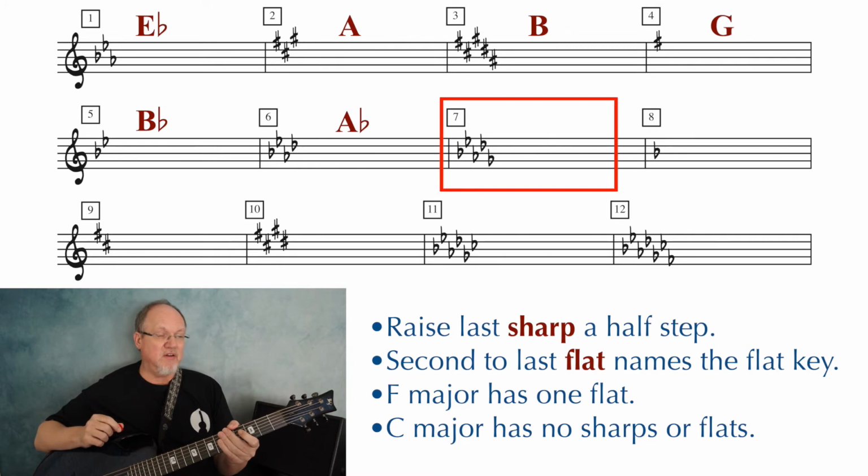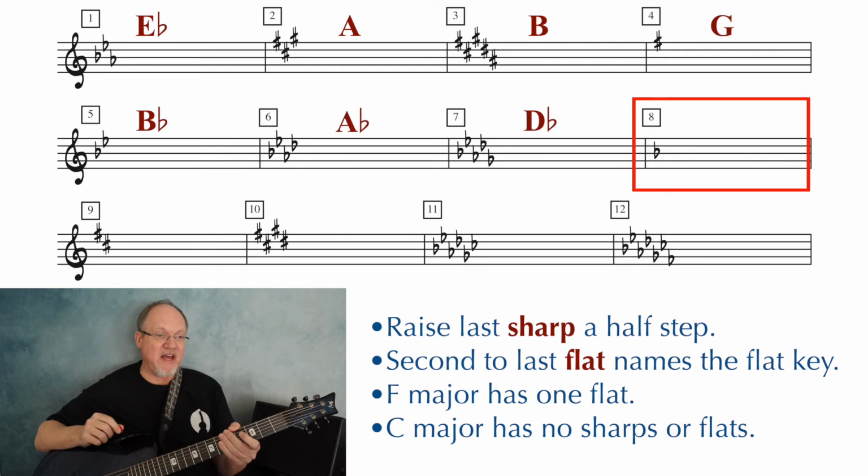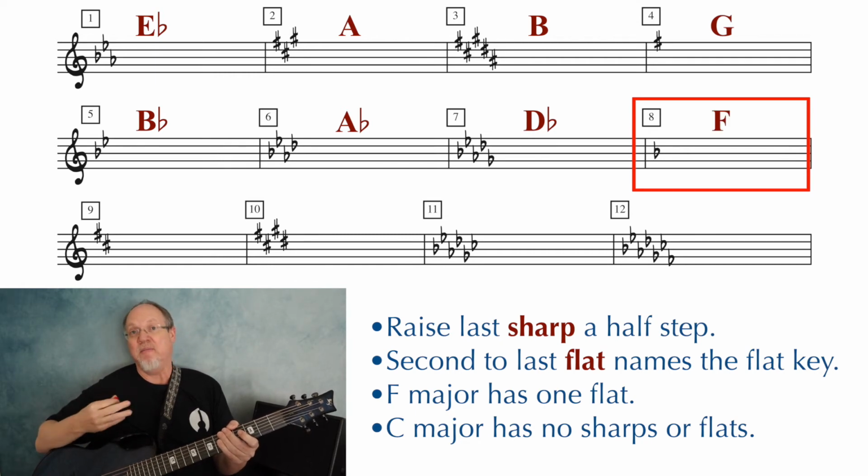Number 7, also a flat key. Second to last flat is a D flat. That's your key, D flat major. Number 8, 1 flat in the key signature. This is the key signature that breaks the rule for flats, and that'll be the key of F. You just have to remember that F has the 1 flat, the B flat.